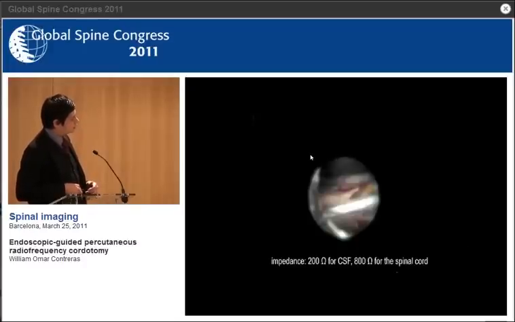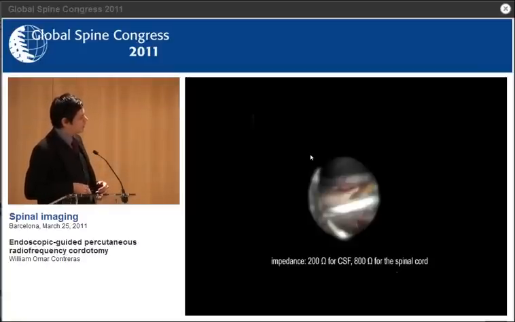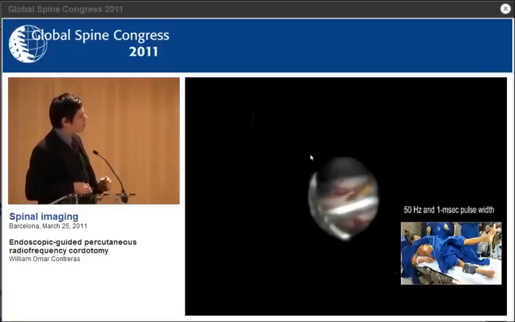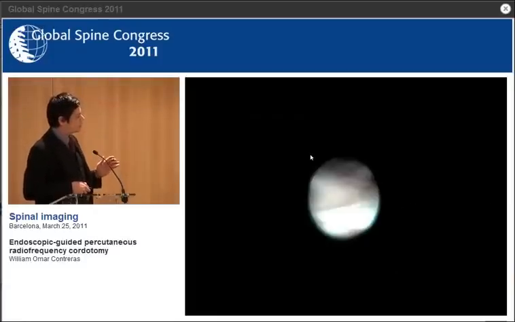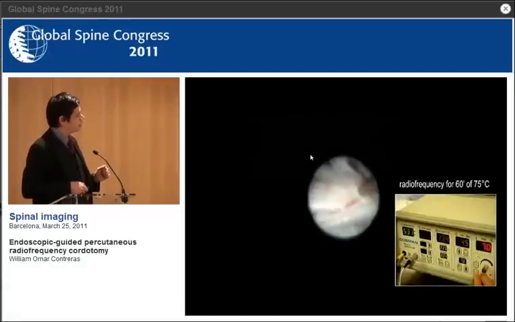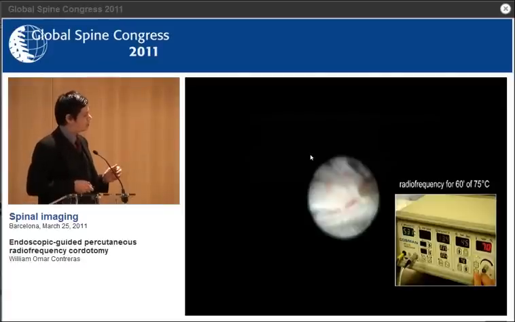At first, we introduce the electrode, and once we introduce the electrode, at the beginning we make electrical stimulation. This electrical stimulation should produce sensory alterations, but not motor alterations. If you are producing motor alterations, it means you are too posterior, and you are in the corticospinal tract. This means contractions of the neck or the upper limb. And then we do a radiofrequency lesion. This radiofrequency lesion is performed for 60 seconds, at 75 degrees. It's a thermocoagulation lesion.